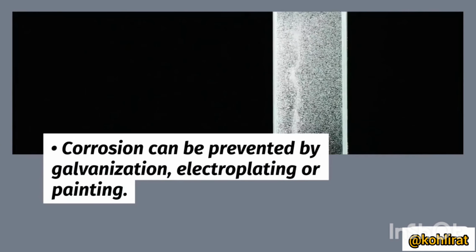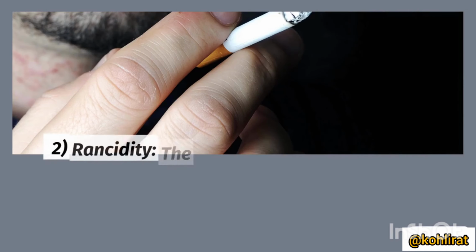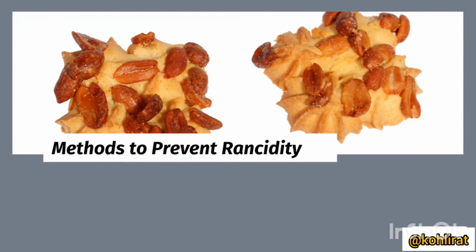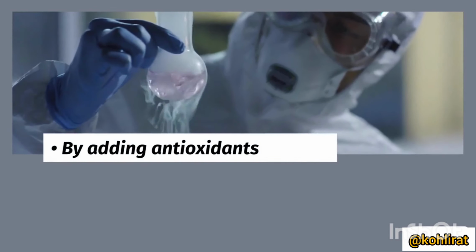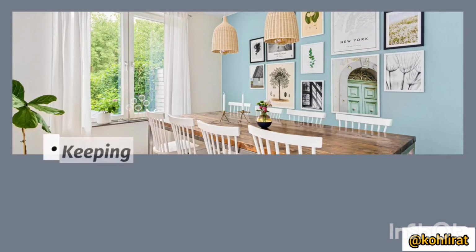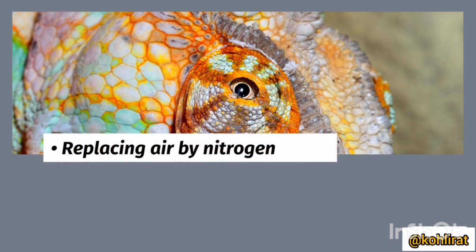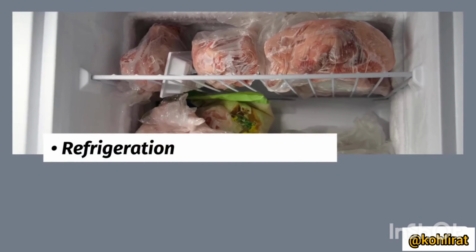2. Rancidity. The oxidation of fats and oils when exposed to air is known as rancidity. It leads to bad smell and bad taste of food. Methods to prevent rancidity: by adding antioxidants, keeping food in airtight containers, replacing air by nitrogen, and refrigeration.